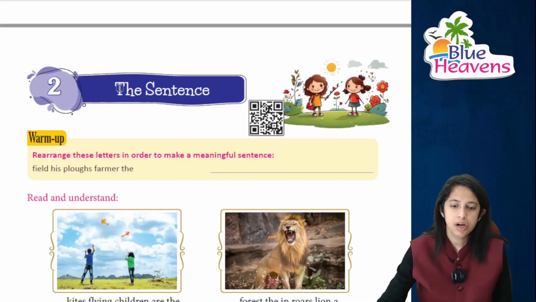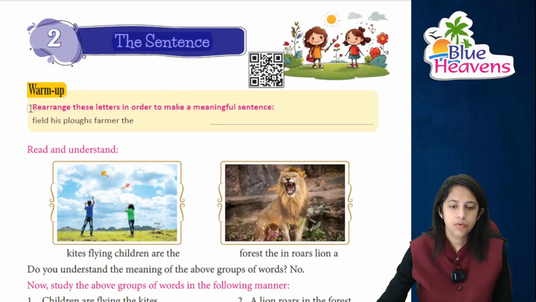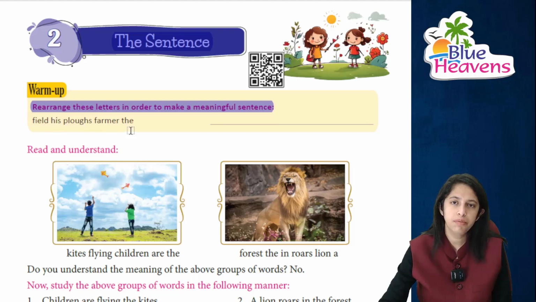So the title of our chapter is the sentence, right? Just rearrange these letters in order to make a meaningful sentence. Field his plow farmer. The farmer plow his field. We can write this.